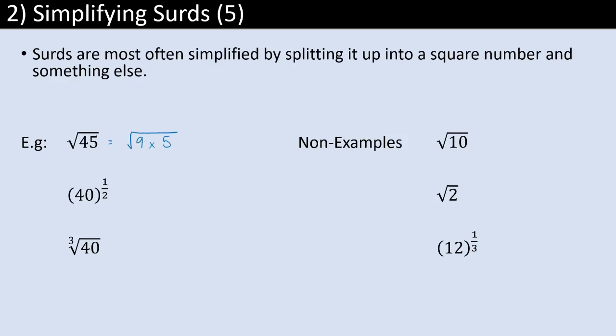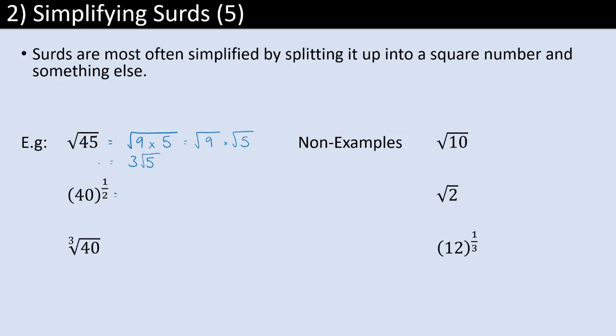Okay, so we can write this as root 9 times 5, which we can split up like that. This is one thing that we can do in terms of surds. We can split up a multiplication like this. Root 9 is 3, so we'd get 3 lots of root 5. So root 45 is the same as 3 root 5.